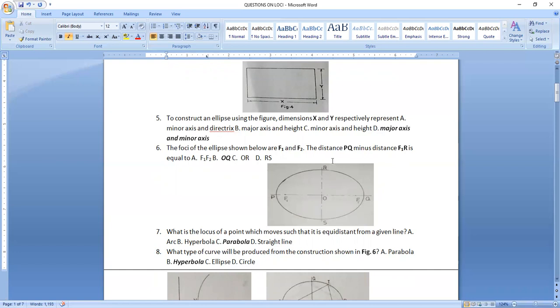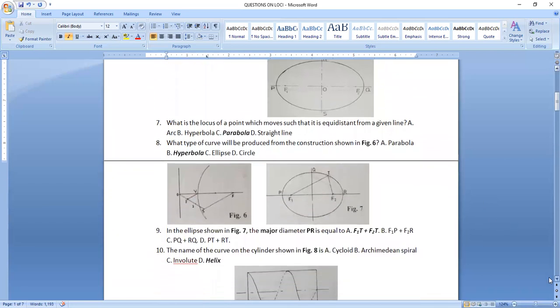Now, as the question says, distance PQ minus F1R would be equal to OQ. That is half of the major axis. So distance F1R is half of the major axis. Likewise, distance F2R is half of the major axis, and distance OQ is also half of the major axis. So the answer is option B, which is OQ.